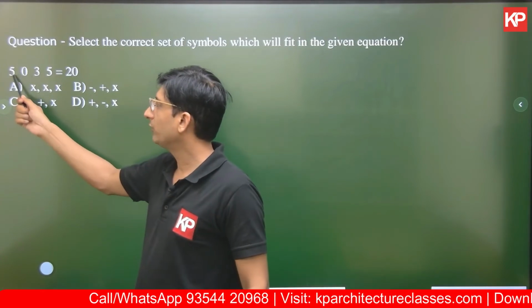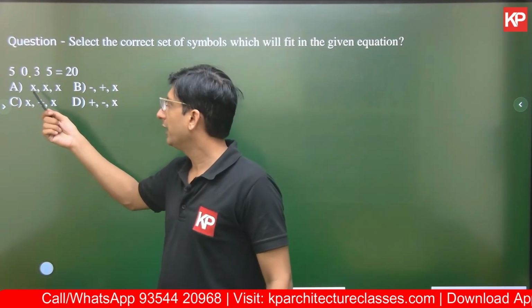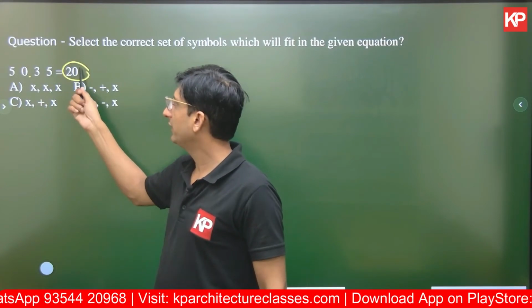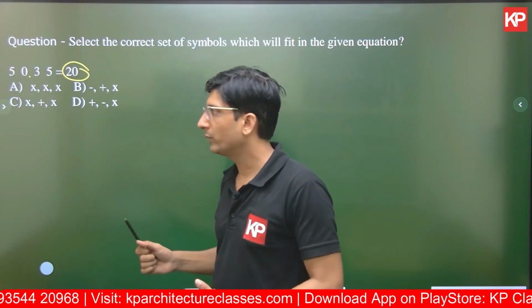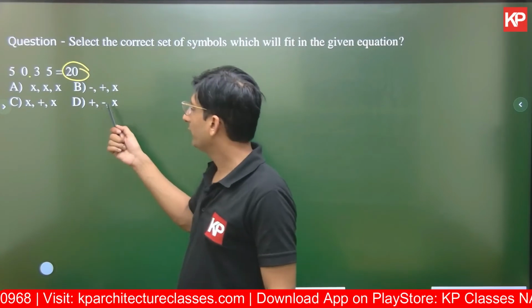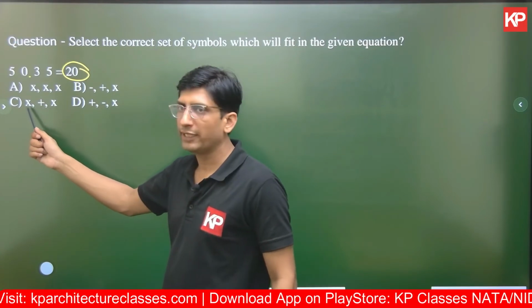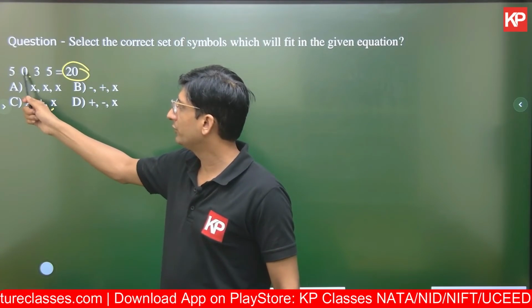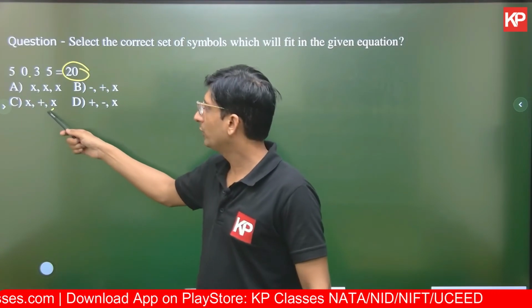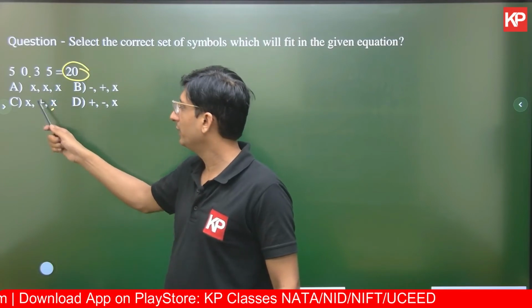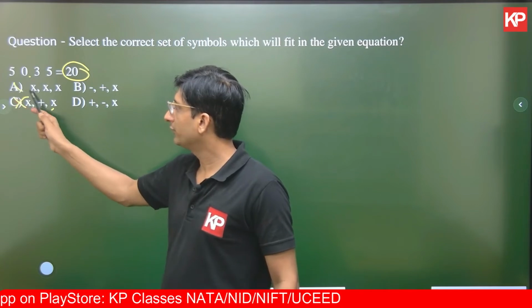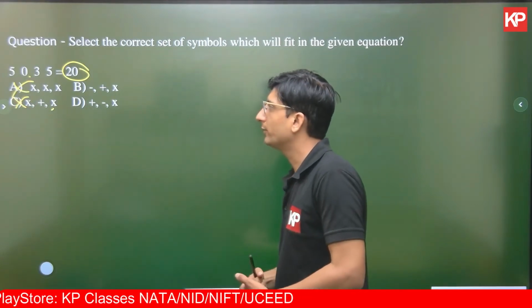If it is multiply, 5 multiplied by 0 is 0, and again you are saying multiply, so this whole equation is 0. But you can see that on the right hand side it is 20, so it will not be balanced. Now option C, I am solving C just to give you an idea. So 5 into 0 is 0, 0 plus 3 becomes 3, and 3 multiplied by 5 is 15. So yes, this is wrong. Now we have two of the options.